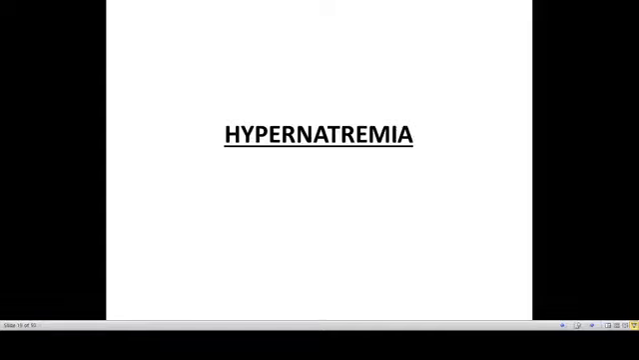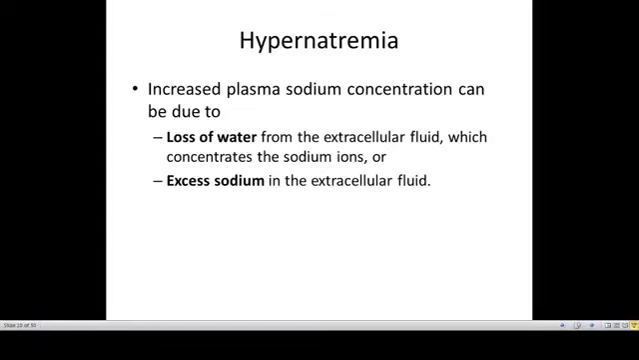The second clinical abnormality of fluid volume regulation is hypernatremia. Hypernatremia means increased plasma sodium concentration. Now, increased plasma sodium concentration can be due to either loss of water from the extracellular fluid, which concentrates the sodium ions, or excess sodium in the extracellular fluid.